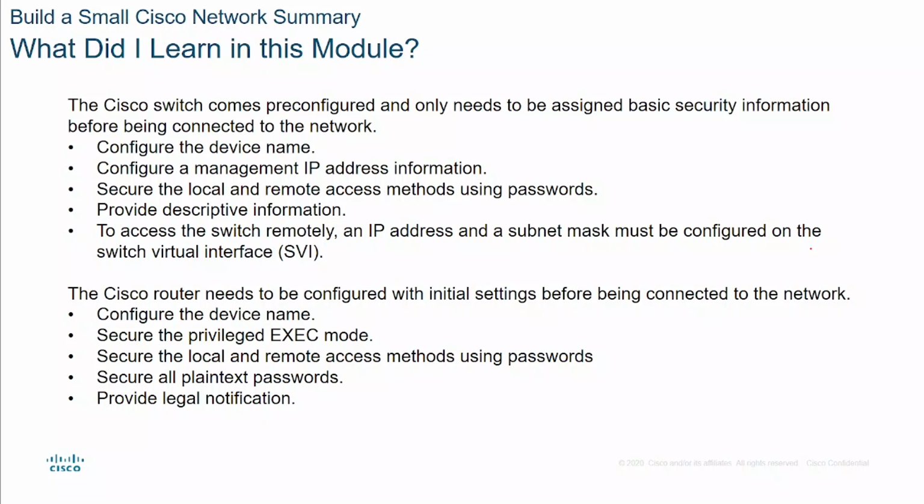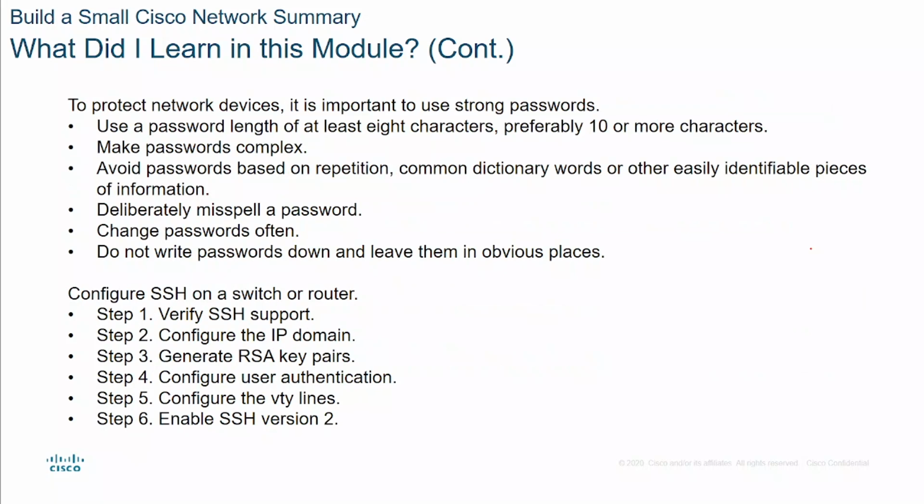I mentioned that Telnet is not secure, so SSH is best. There's also SSH version 1 and version 2. First of all, you have to check if your router supports SSH version 2, and if it does, you just use the command to enable SSH version 2, because SSH version 1 has some vulnerabilities that were fixed in SSH version 2.